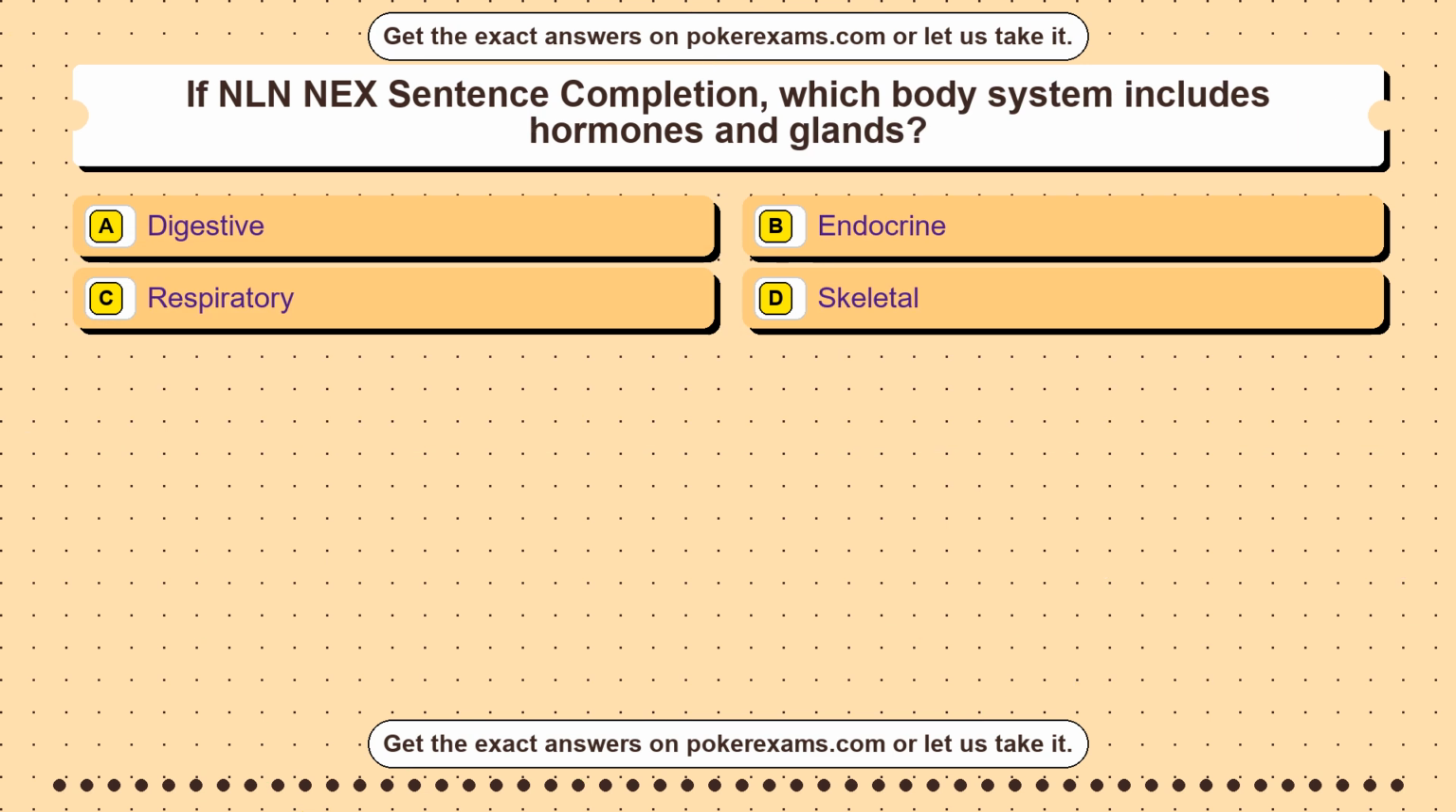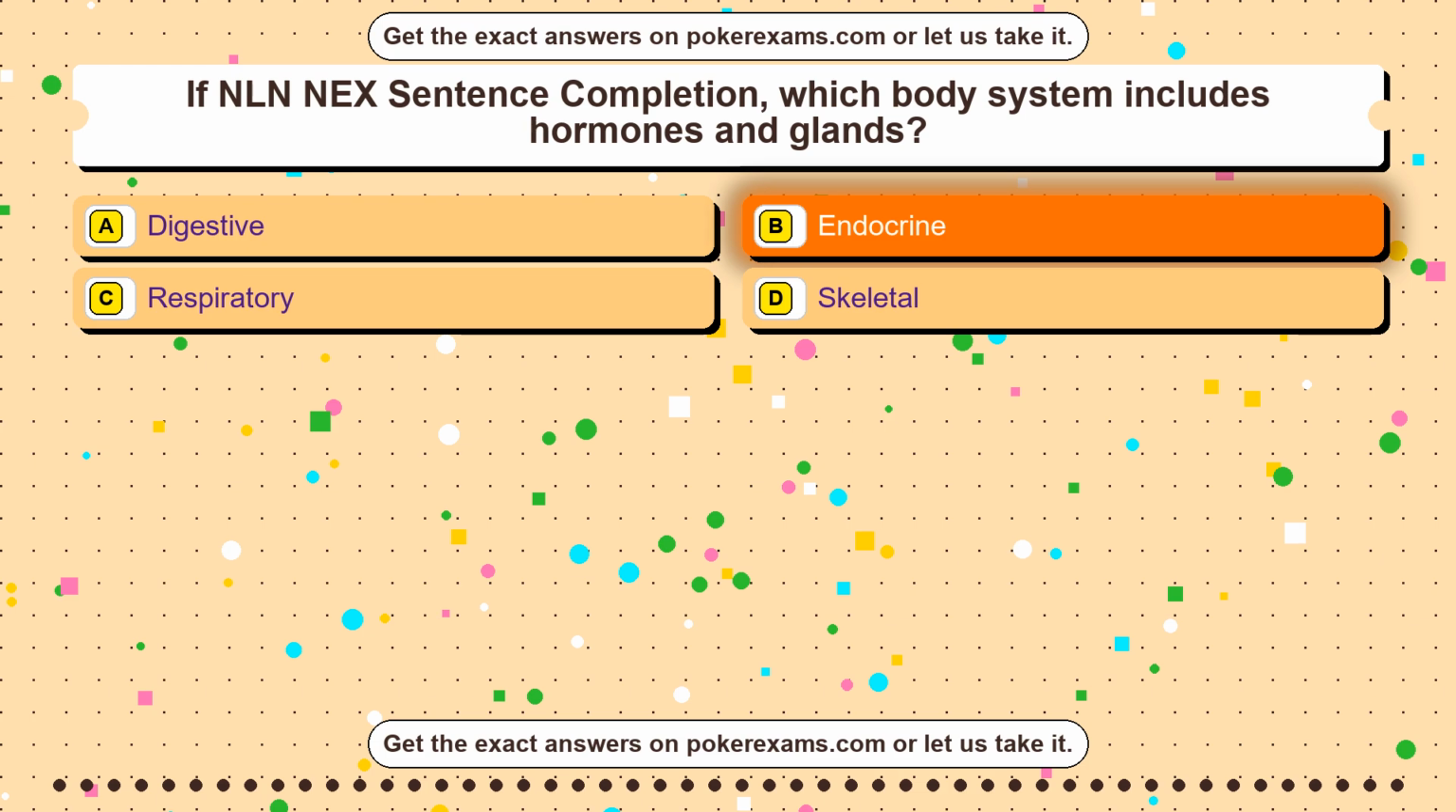Question 40. GED Science Review, which branch of government makes laws in the United States? Option A, military. Option B, legislative. Option C, executive. Option D, judicial. The correct answer is option B.